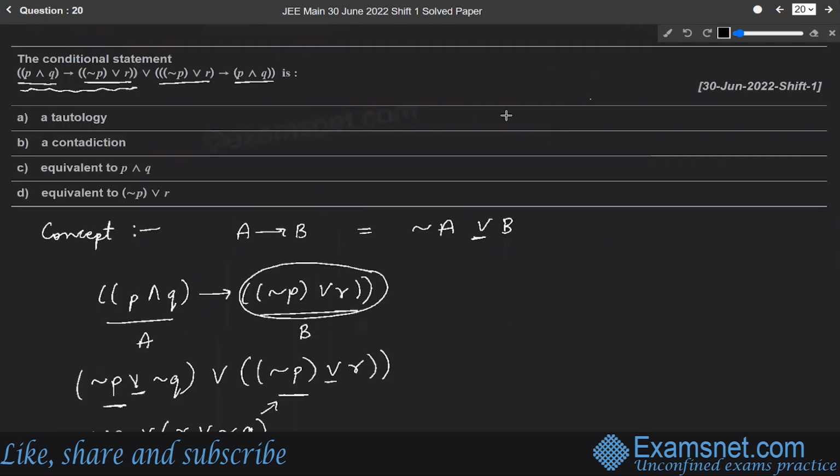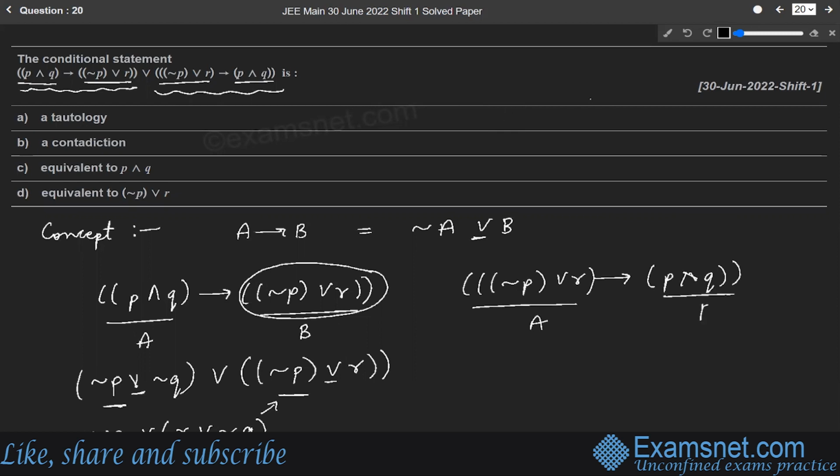Now let us solve the second part. Second part is this part. What is the second part? It is negation of P or R implies P and Q. Okay. This is the second part, right? Again, it is in the form of if A implies B. This value is A and this value is B. So it is equal to negation of A or B. So what is A? A is this value.